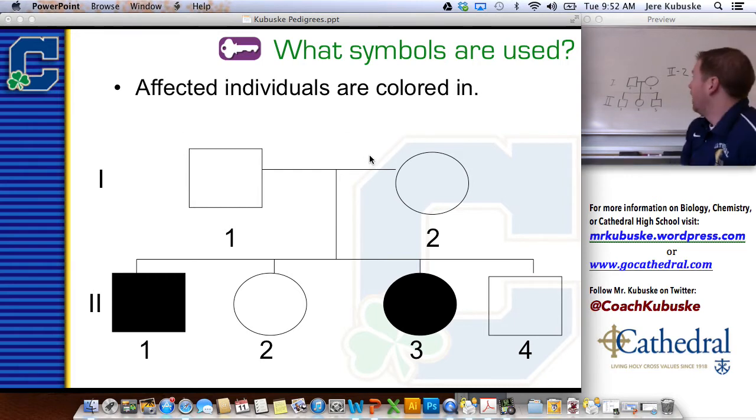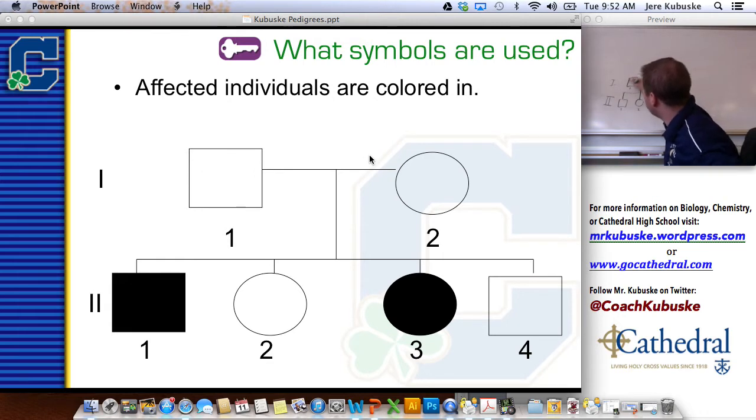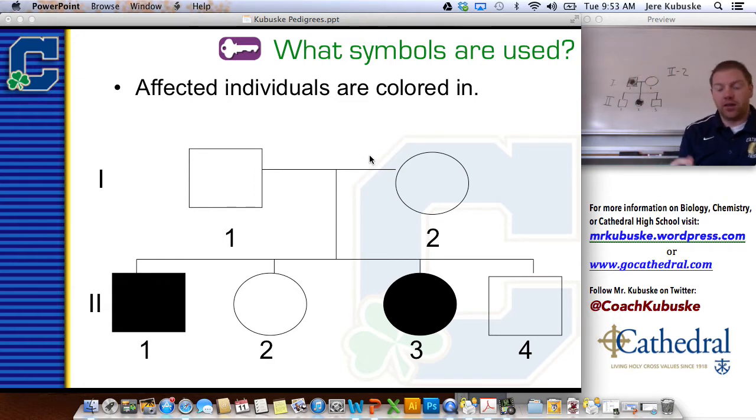If the person is affected, then we color them in. So like this, let's say the father has the trait, and then his daughter has the trait. So we're going to color them in. That means they have the trait. Now, that doesn't necessarily mean anything bad. It doesn't mean that it's a disorder. It just means whatever trait we're looking for, like hitchhiker's thumb, widow's peaks, right hand folding versus left hand folding, PTC tasters. Those are all examples of genes that you can track. You can track any gene theoretically through a family.